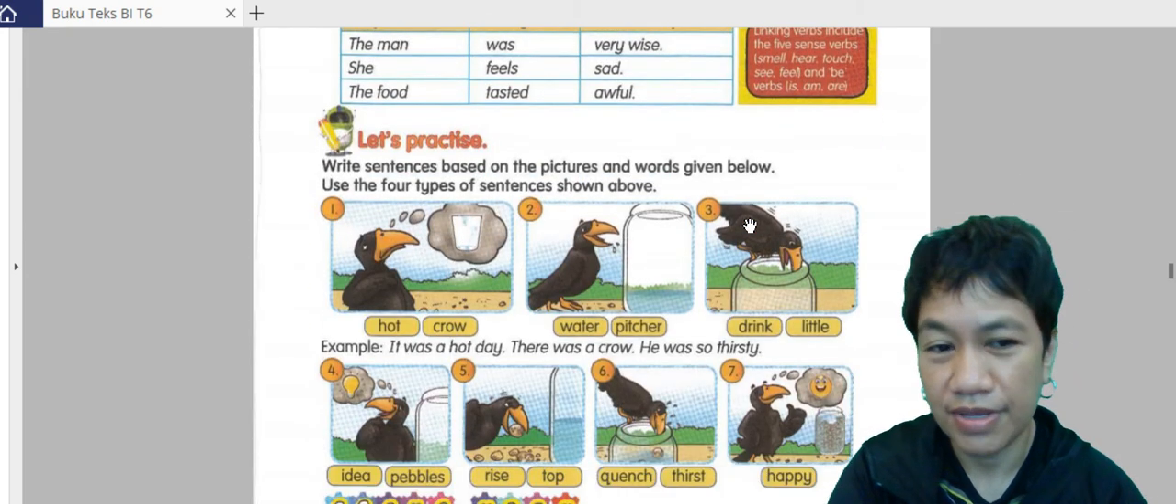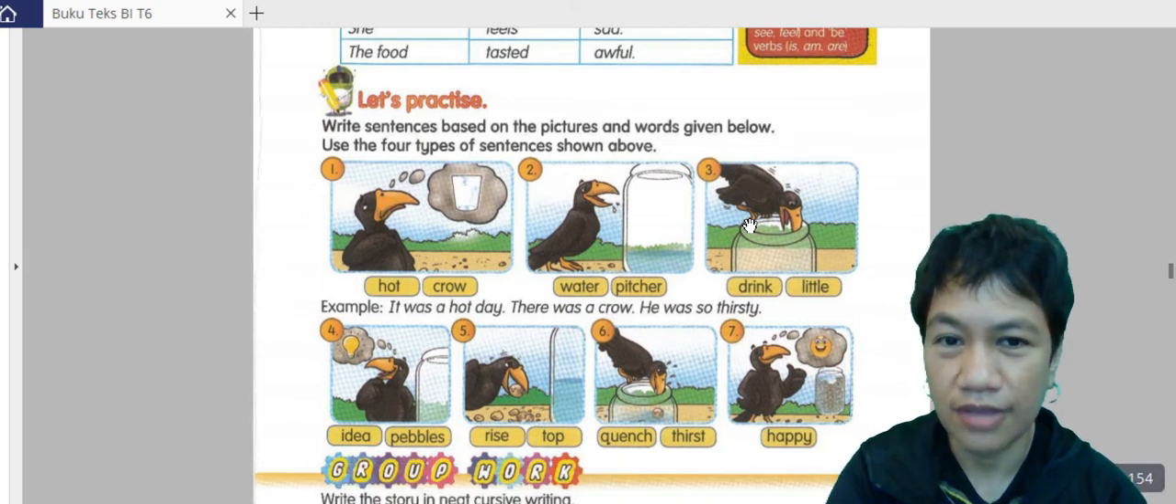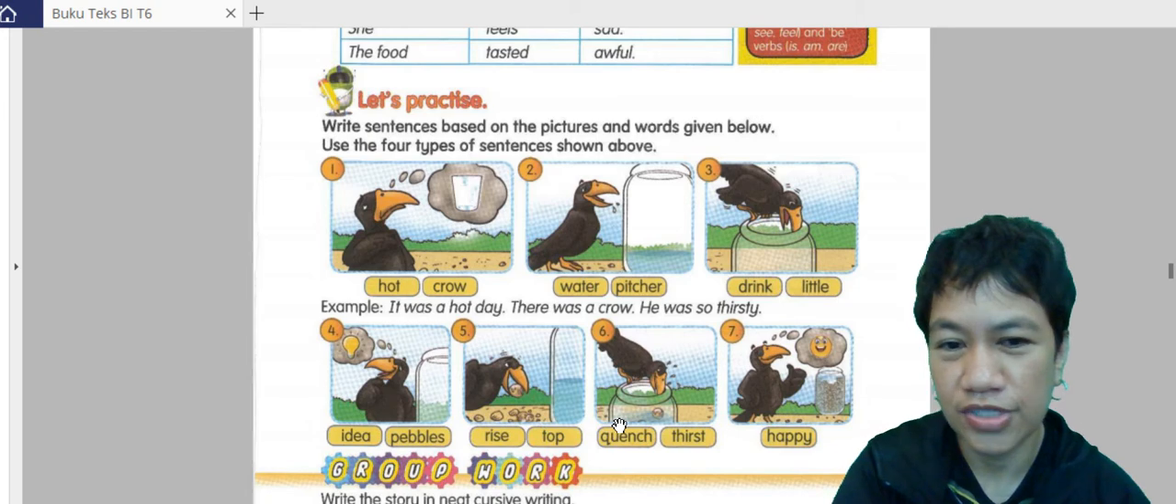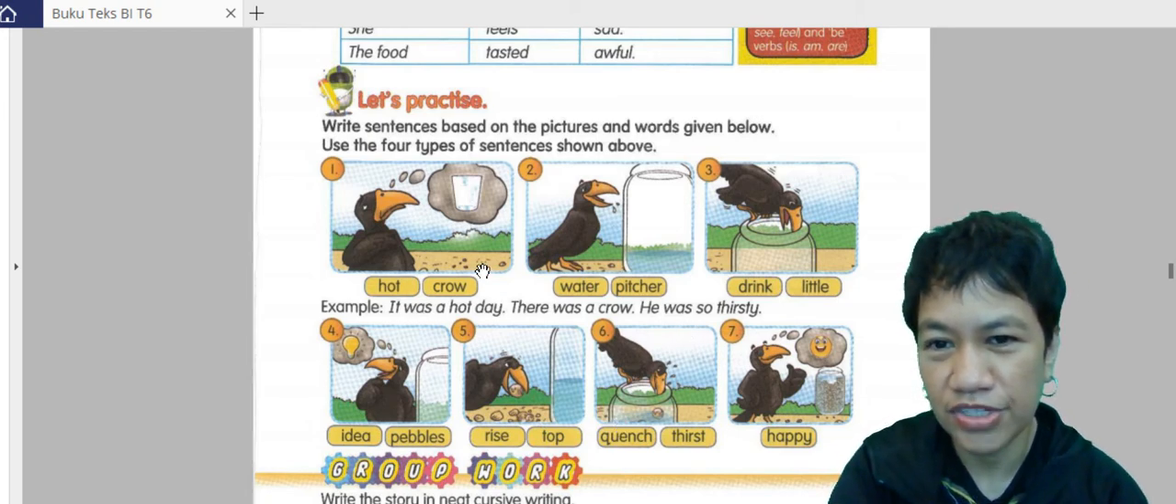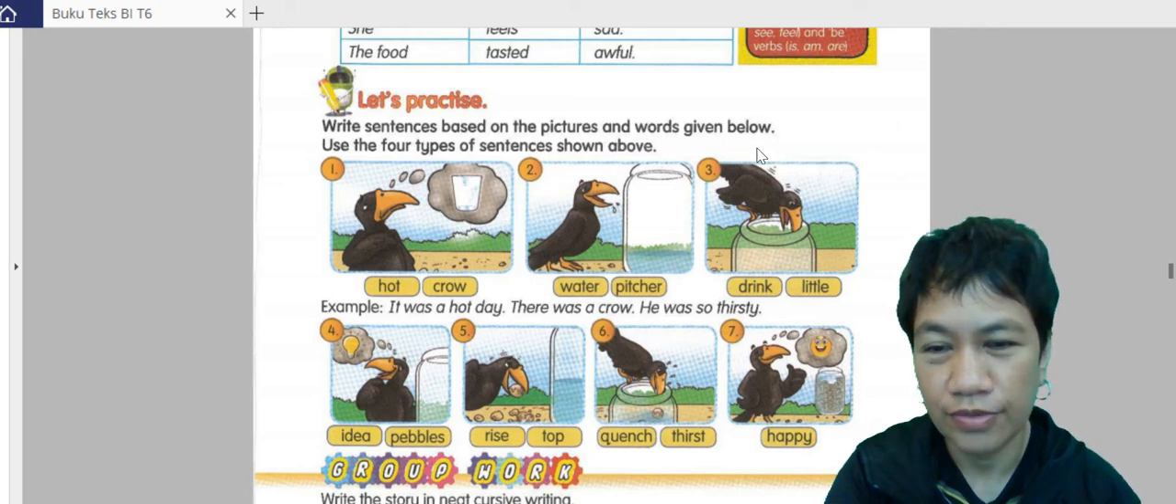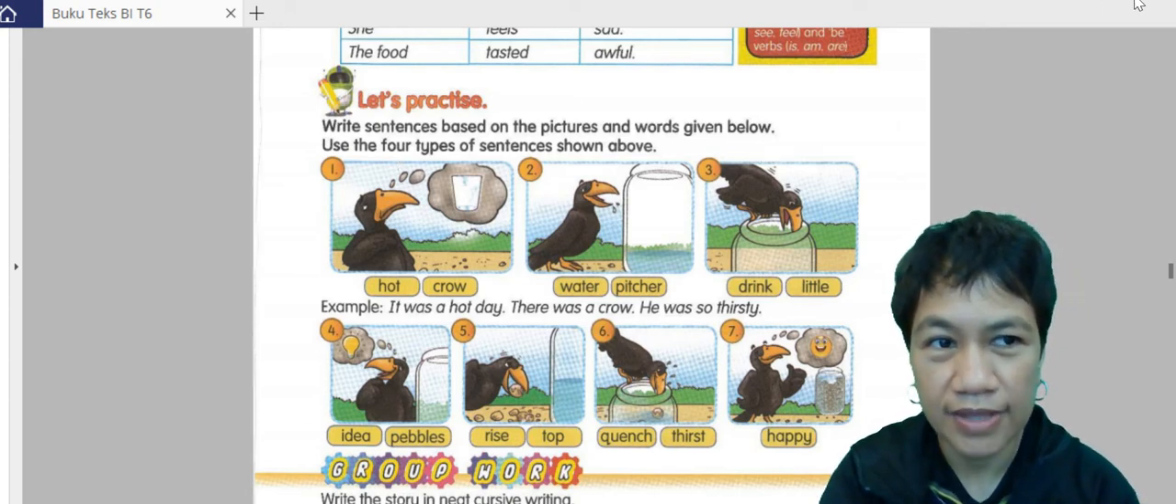based on the sentence patterns that you have learned, you must write sentences for these pictures. You are given 7 pictures here. Number 1 has been done for you. Okay, let's look at number 1.